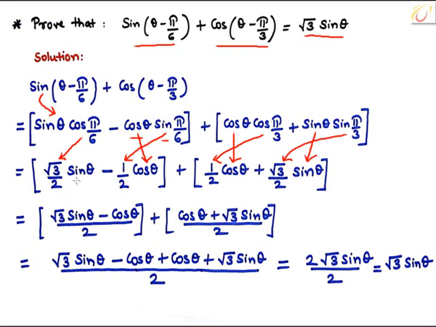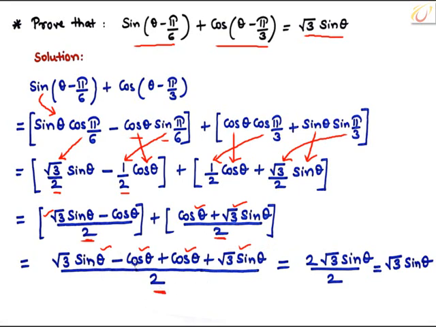So what do we have here? Root 3 sin θ by 2 minus half cos θ. So in both the terms, 2 is there in the denominator. So can we write (root 3 sin θ − cos θ)/2 plus, similarly on this side, (cos θ + root 3 sin θ)/2. As you can see in both the brackets, 2 is there in the denominator. So we can have one numerator which says root 3 sin θ − cos θ + cos θ + root 3 sin θ, whole thing divided by 2.